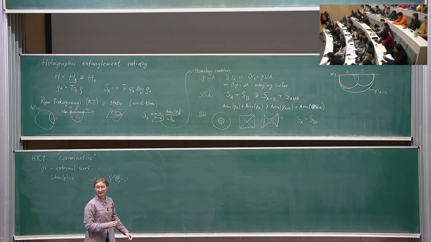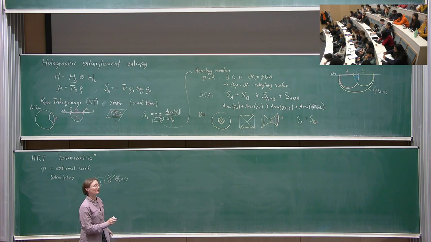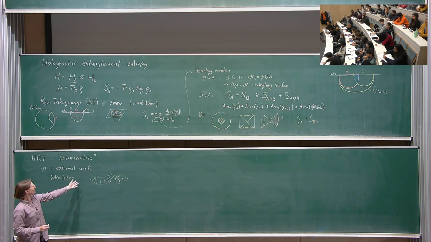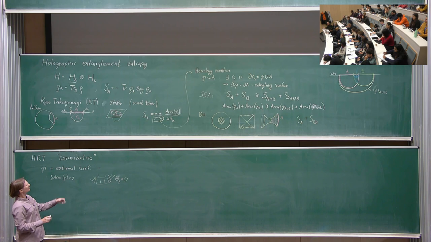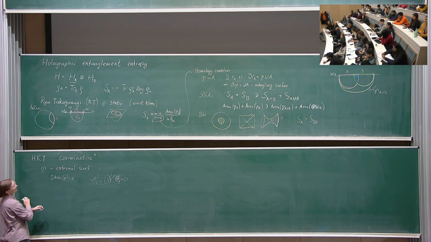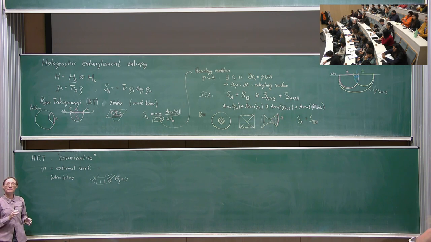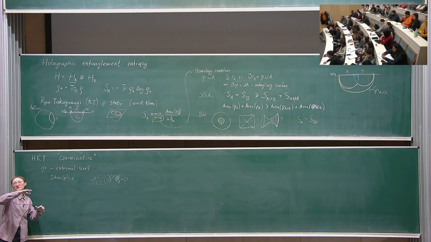And now the prescription for calculating the entanglement entropy is still the same, so that's great. But now these surfaces don't have to span a spatial slice of the bulk. Even when the entangling surfaces all lie at the same boundary time, it's no longer true that the corresponding bulk extremal surfaces span just a spatial slice.